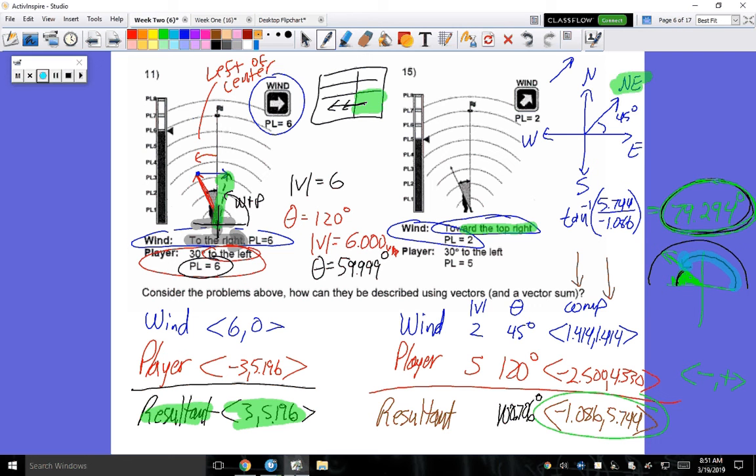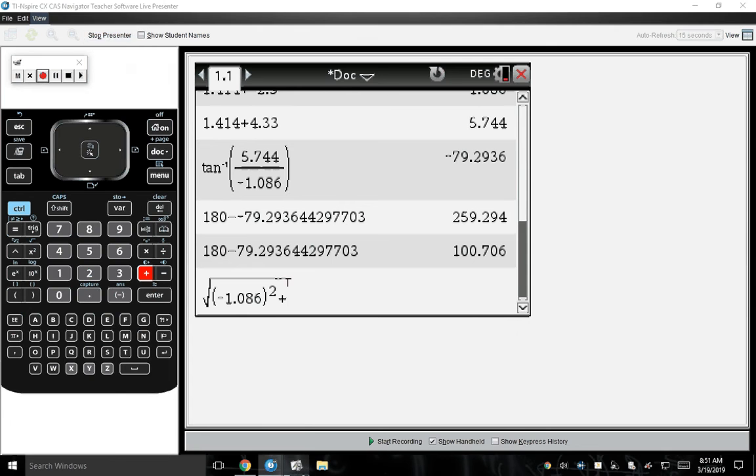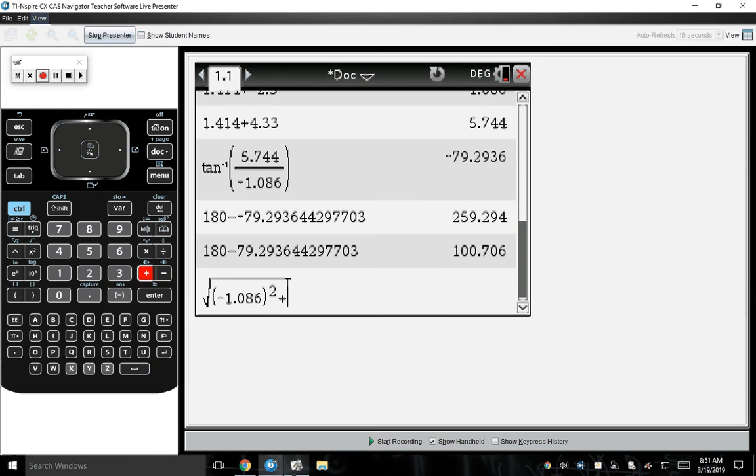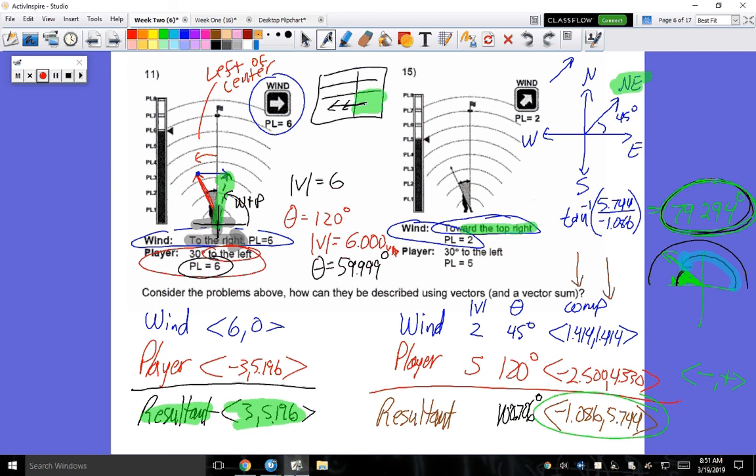And then, doing Pythagorean theorem, the square root of parentheses, okay, 1.086, so negative 1.086, parentheses are important because it's negative, and then 5.744. So 5.744, when we find the answer we get 5.846 units is the strength.